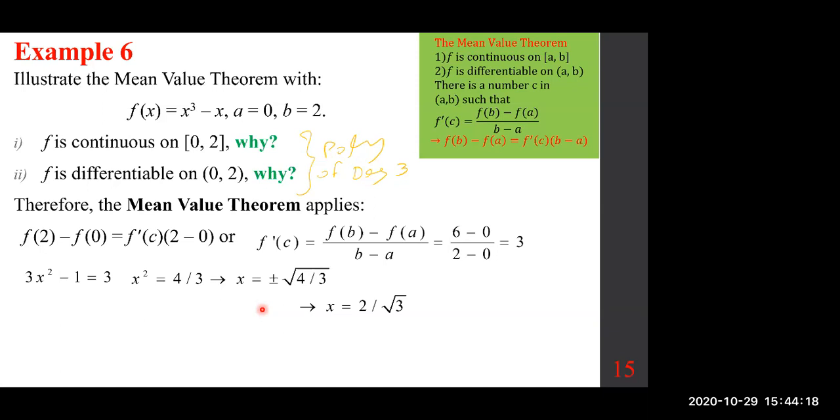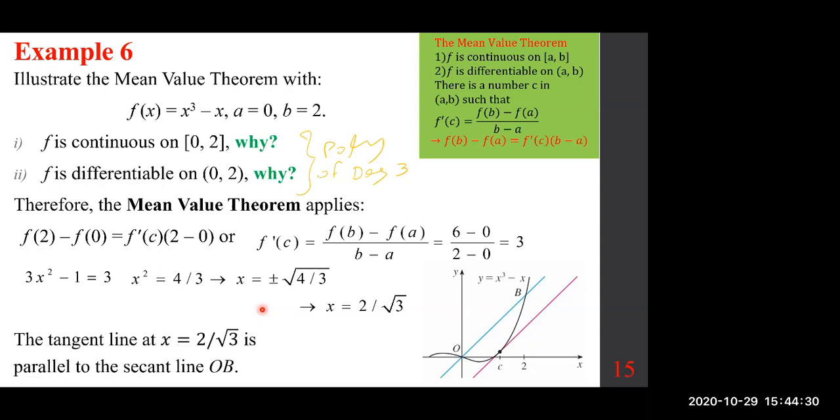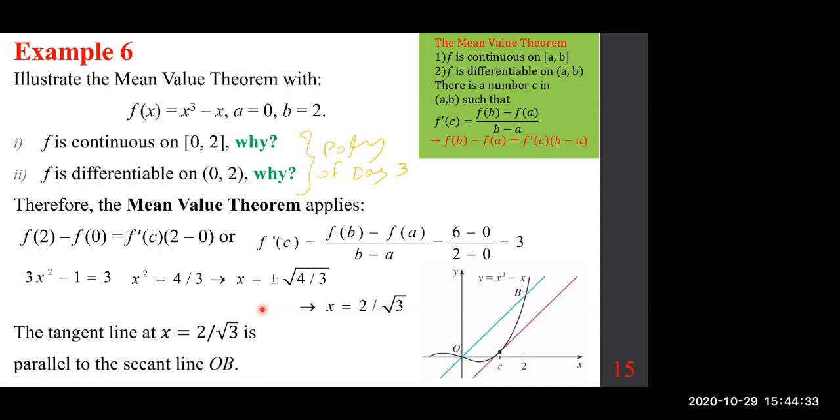If you graph this, it looks something like this. Y equals x cubed minus x. And the tangent line at x equals 2 over square root of 3 is parallel to the secant line OB. Remember, we are going from 0 to 2. This is 0, 0. This is 2, 6, just in case. And this is the other point, the origin.